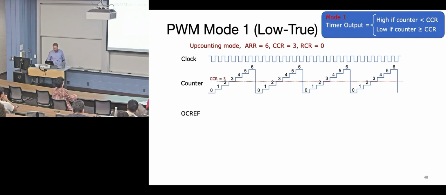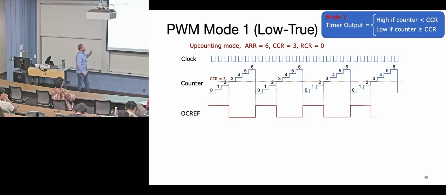Okay. So in this particular case, we have our CCR set at 3. And that allows us, depending on which mode we're in, to trigger the event to set the output. So anyways, you get this signal, and then you can route that signal to a GPIO pin. I should have talked about that as one of the options.